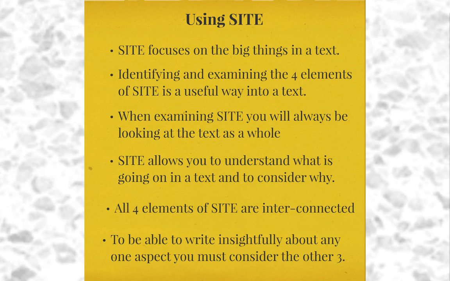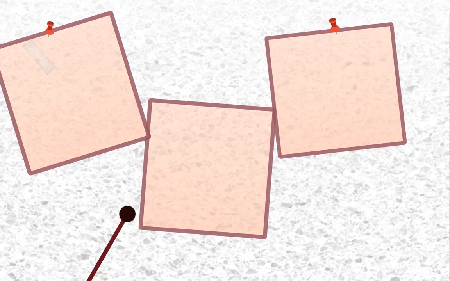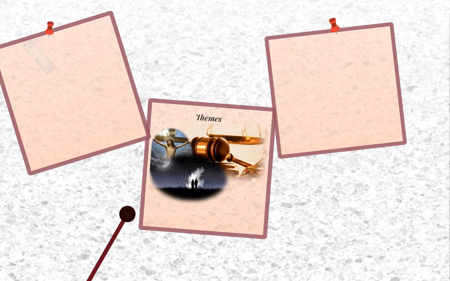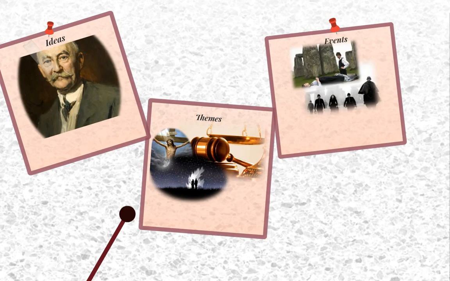As you've seen, all 4 elements of sight are interconnected, and to be able to write insightfully about the one that is specified in question 4, you need to consider the other 3 elements of that acronym sight. So if we go back now to that extract from Tess of the D'Urbervilles and we think about these elements, we have themes, we have the ideas, and we have the events, and look at what those are.